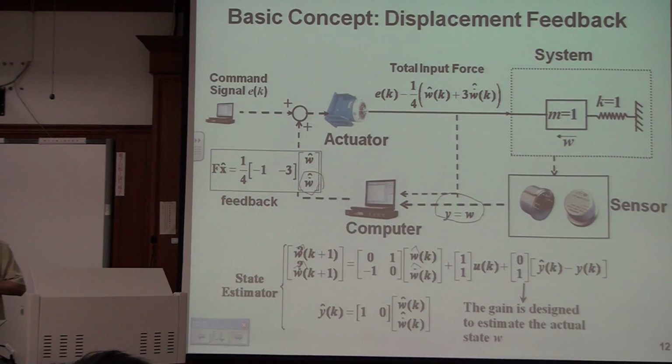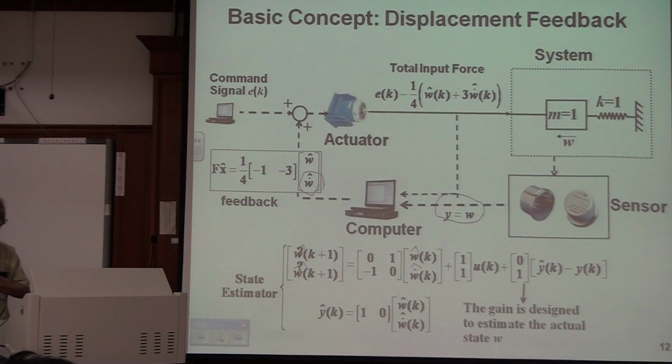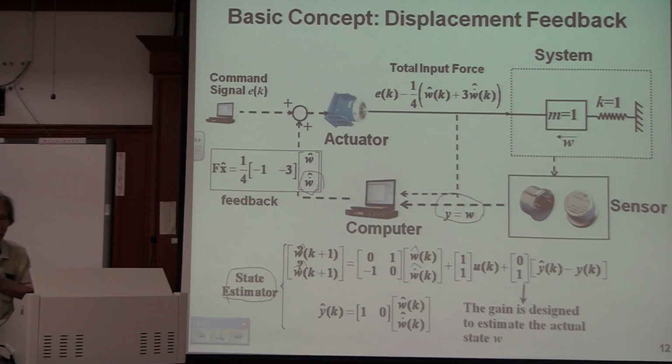This will be the true one. But when you have noise, then your estimate one won't be the true one, but it will be close enough to your true state. That's what it means. So when we have a pole placement method, or an optimum control method, we need a state estimator. We need this so-called state estimator to estimate the states you don't have.